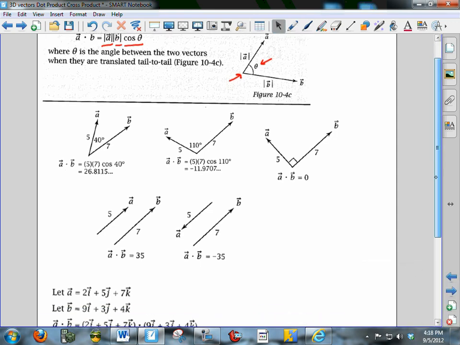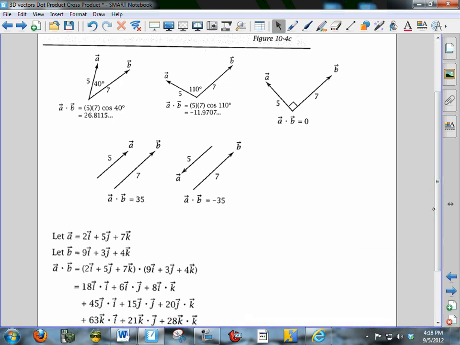If we look at two vectors that have an acute angle in between them, notice that when we multiply their two magnitudes times cosine of an acute angle, we're going to get a positive number for the dot product. Notice that in example 2, when we have an obtuse angle in between the two vectors, cosine of an obtuse angle is a negative number, so we're going to get a negative answer when we take the dot product of two vectors with an obtuse angle between them.